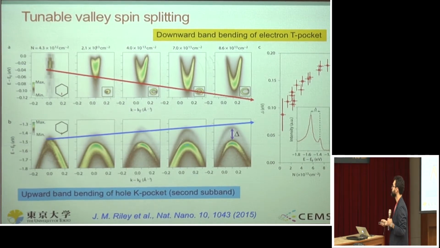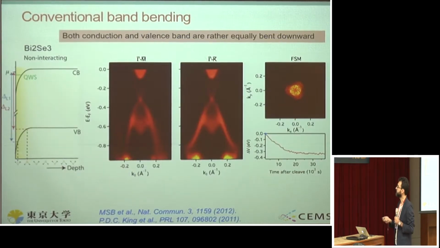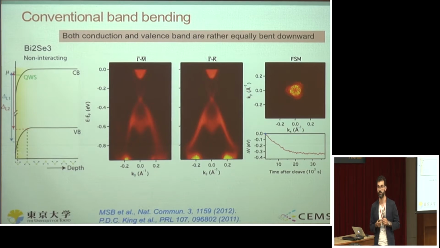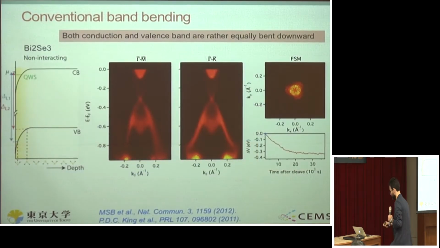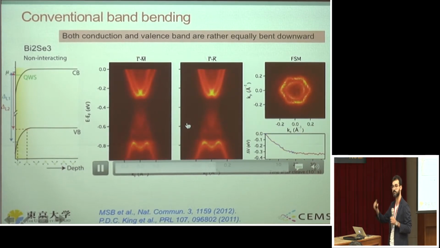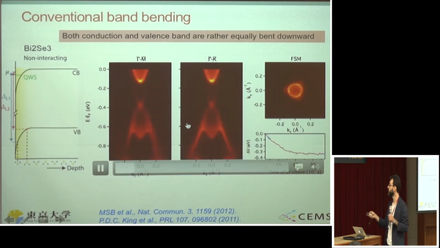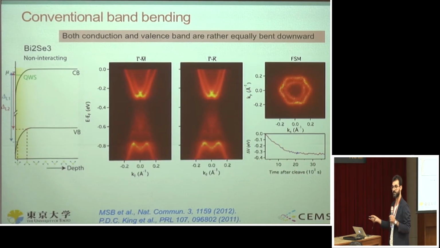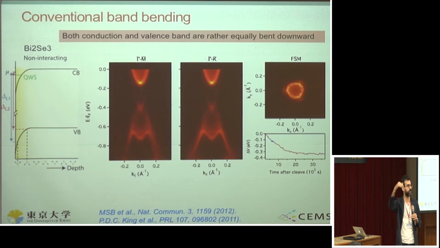And of course, the chemical potential appears to change by increasing the dopants near the surface. But this change in the chemical potential is not what you expect from normal band bending. For example, in the case of normal semiconductors, or say topological semiconductors like bismuth selenide, when you have band bending, both conduction and valence bands are equally shifted downward. So the band bending happens for conduction and valence bands in the same way. It's not like one band shifts upward and the other shifts downward.